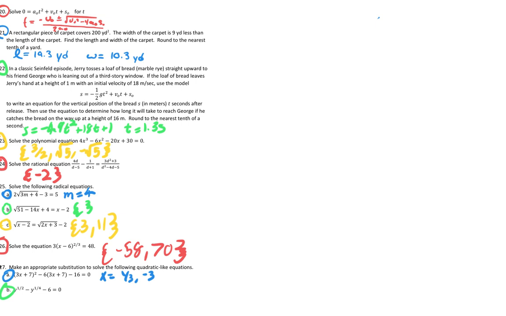All right, now for b, y to the 1/2 minus y to the 1/4 minus 6 equals 0. And again, it asks us to make the substitution in the quadratic-like equations. So we should be able to identify that's y to the 1/4, and if we square that, we'll get y to the 1/2. So we might say that x is equal to y to the 1/4.